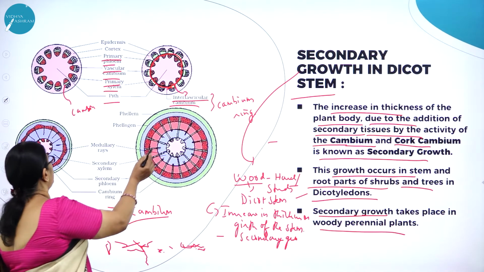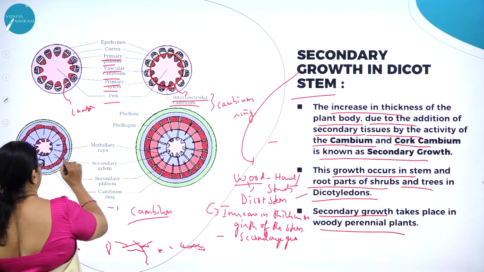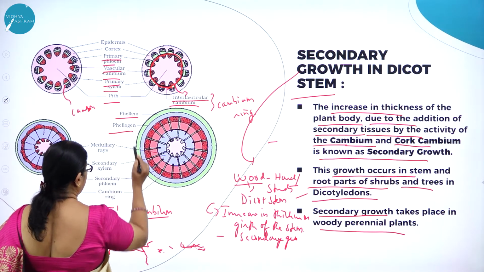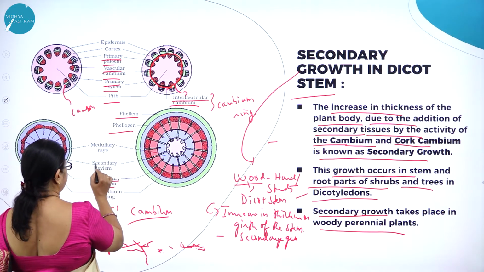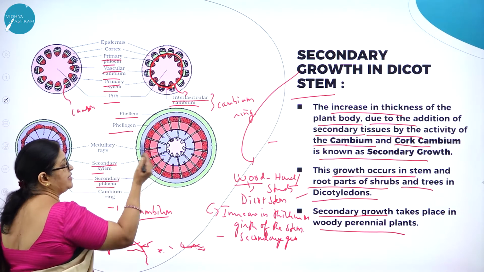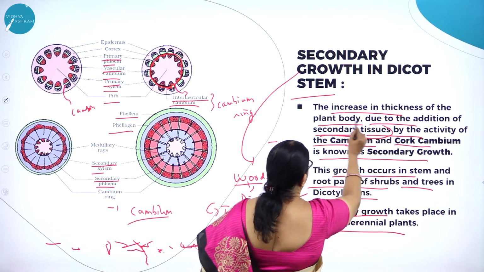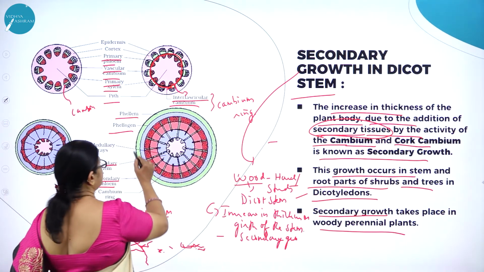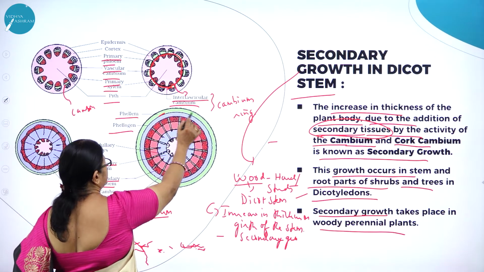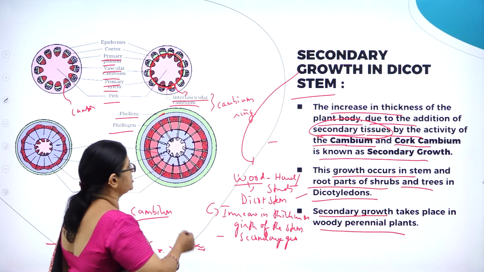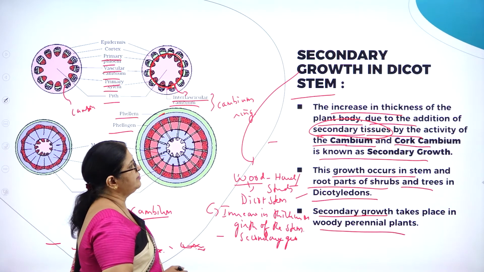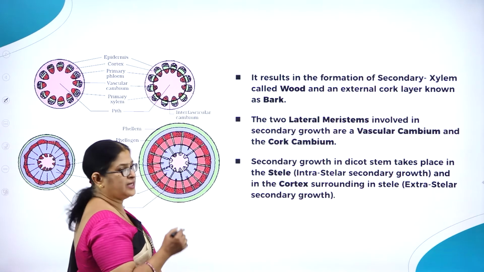So here you can see how the secondary growth has taken place. Here you can see phellem, phellogen, then the secondary xylem and secondary phloem. As I said, it is characterized by the process of formation of secondary tissues. And here you can see how the cambium ring is formed, and that is how it is responsible for the increase in thickness of the stem.